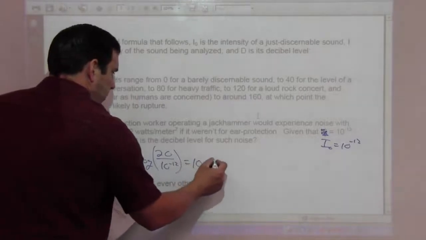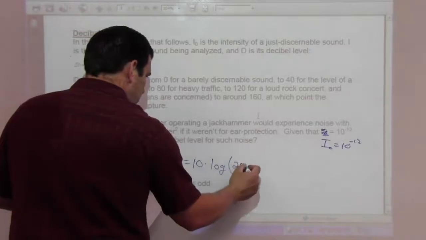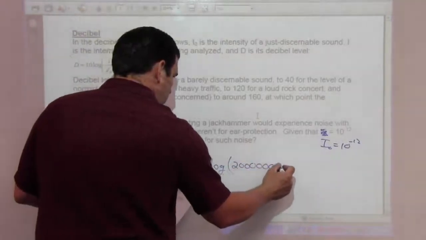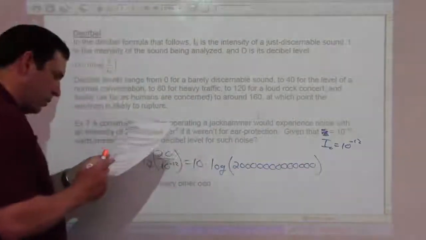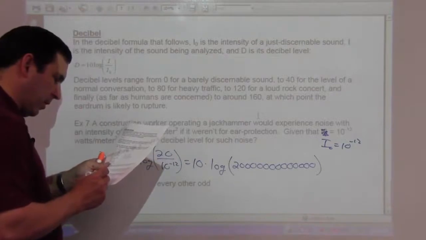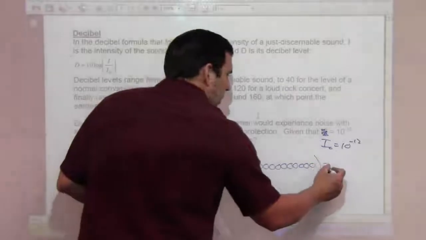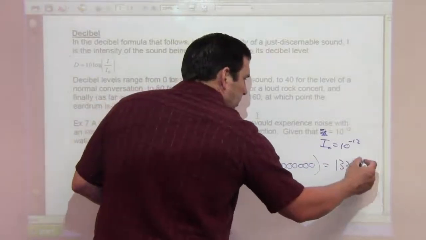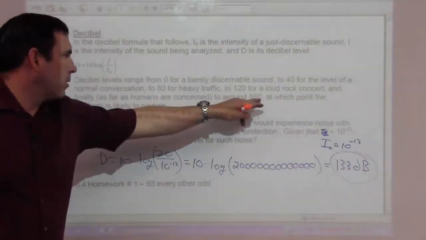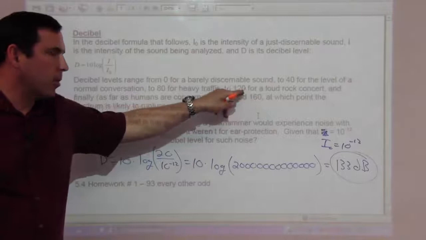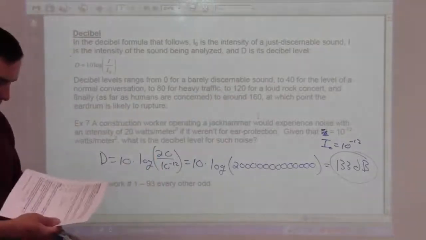It's going to be 10 times the common log of... let's check it. Those are 1, 2, 3, 4, 5, 6, 7, 8, 9, 10, 11, 12, 13. There's 13 zeros there. I got that right. This would be 133 decibels. So we're in that range between a loud rock concert and destroying the eardrum completely. So above a loud rock concert.